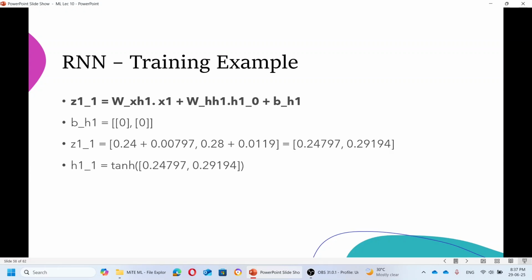And finally we apply this H11 on this Z11, which is this value, after adding these two values, the output of this one and this one. 0.24 is added to this one. This is the output of this one, and this is the output of this one, and this is the second array element value of this one, and this is also the second array value. So finally we get H11 0.243, 0.284.